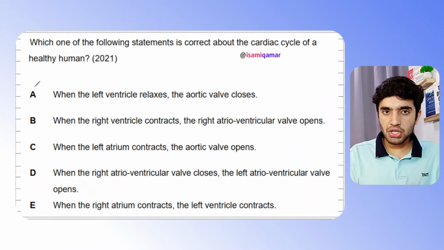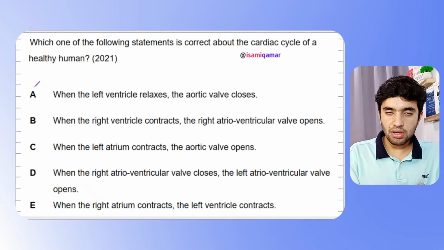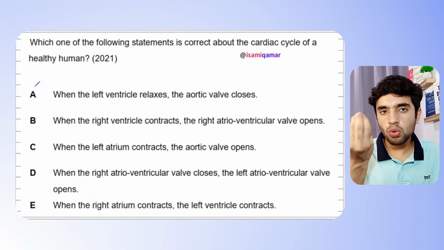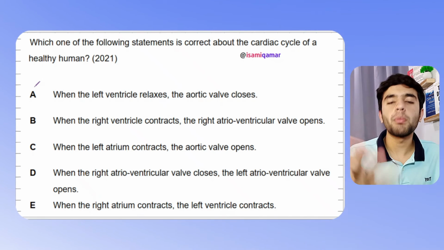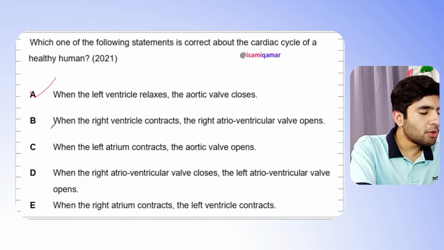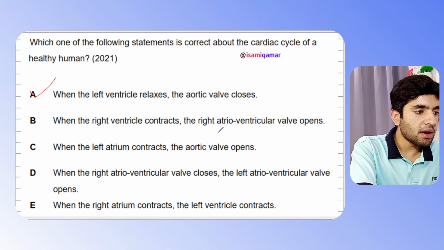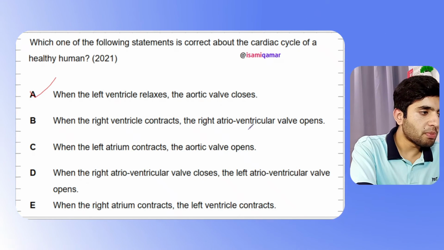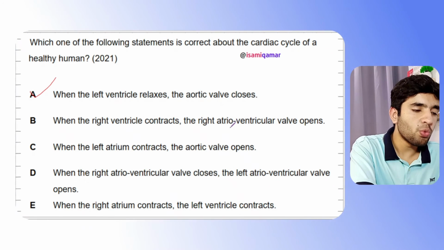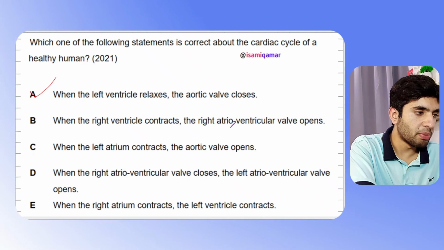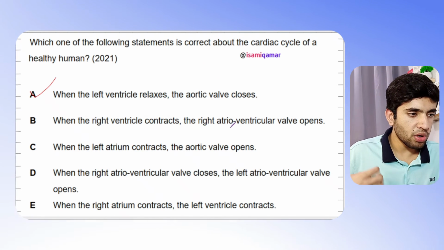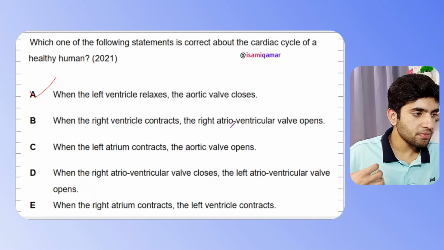Now, when the ventricles contract, blood has to be pumped, so the aortic valve will open and blood will go out. So this is true actually. Option B is when the right ventricle contracts, the right atrioventricular valve opens.